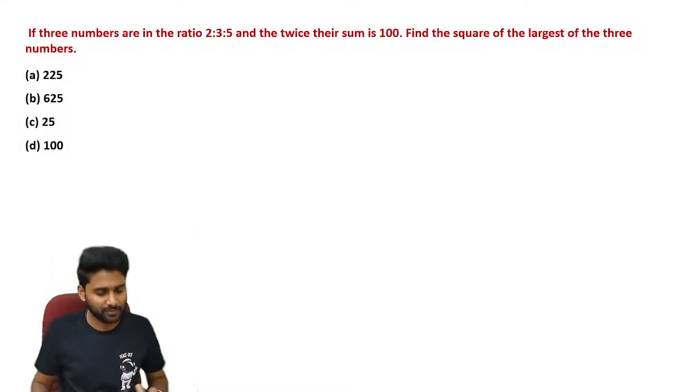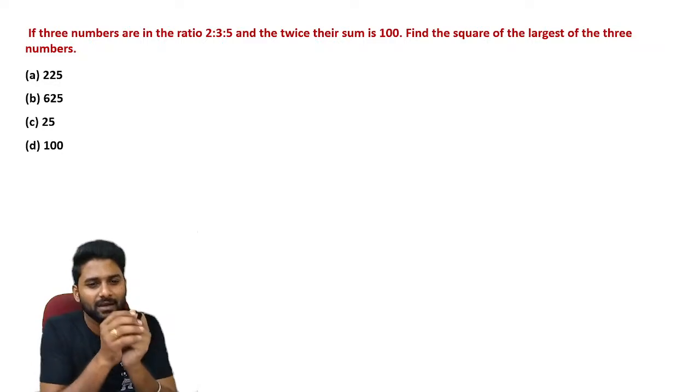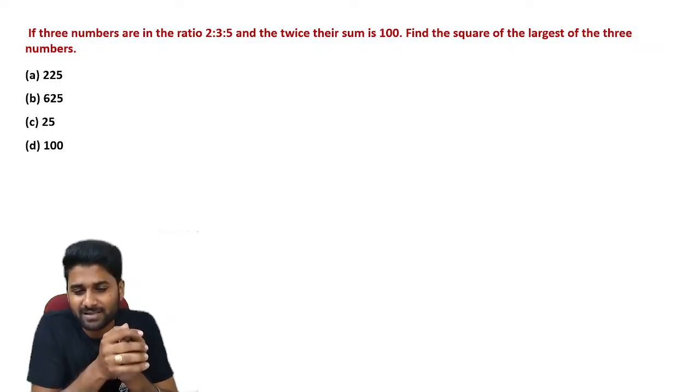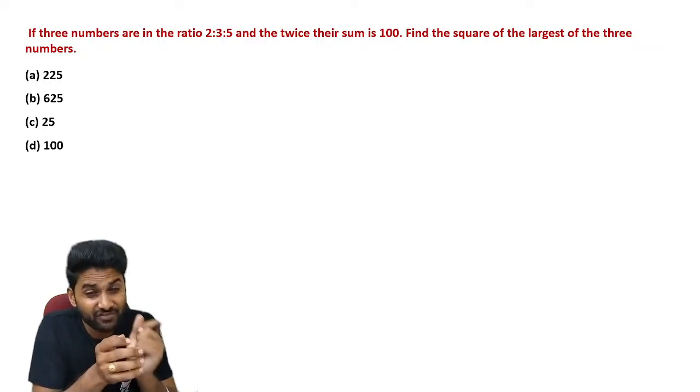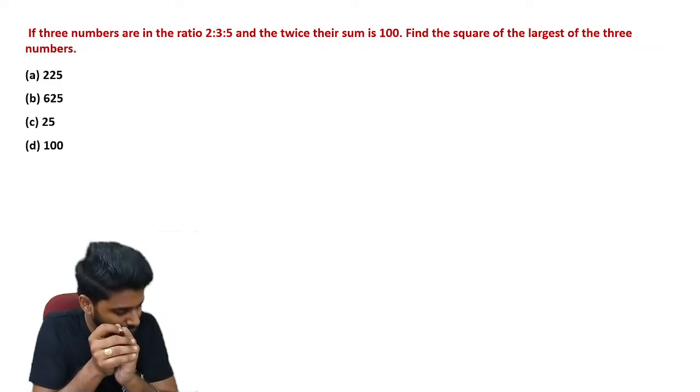Now let's see this information. So here is the question. There are three numbers in the ratio of 2 is to 3 is to 5, and twice their sum is 100. Find the square of the largest of the three numbers. We have to identify the square of the largest number.